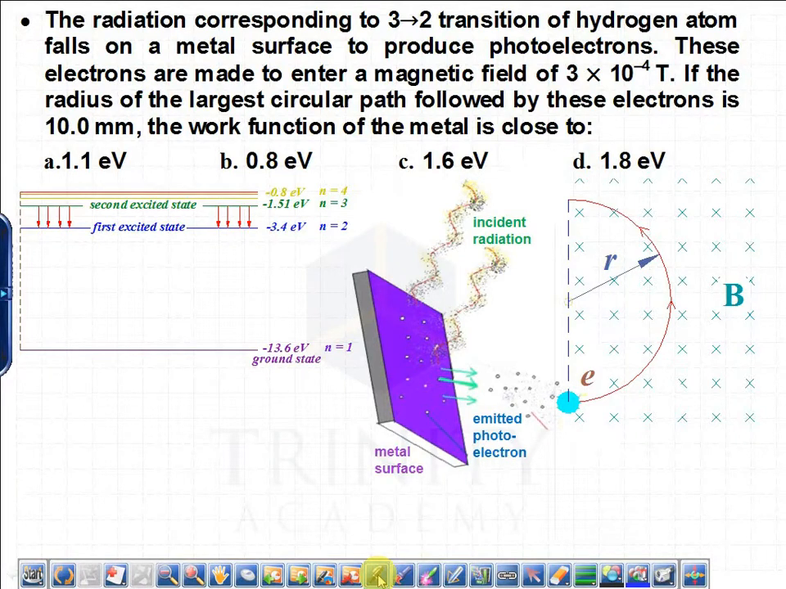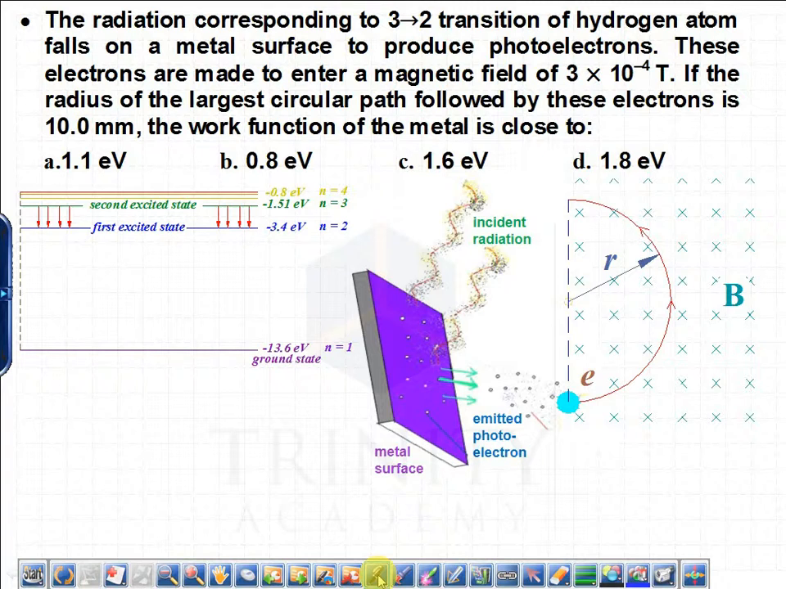The radiation corresponding to 3 towards 2 transition of hydrogen atom falls on a metal surface to produce photoelectrons. These electrons are made to enter a magnetic field of 3 × 10^-4 Tesla. If the radius of the largest circular path followed by these electrons is 10 millimeter, the work function of the metal is close to. Let us try to understand the situation physically through this diagram.